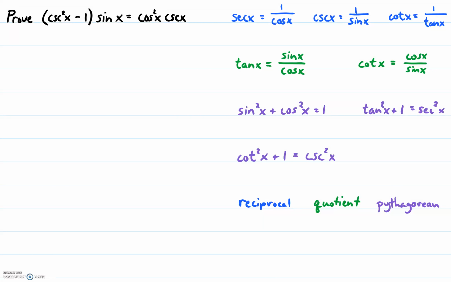In this video, we're going to talk about how to prove the trig identity cosecant squared x minus 1 multiplied by sine x is equal to cosine squared x multiplied by cosecant x.